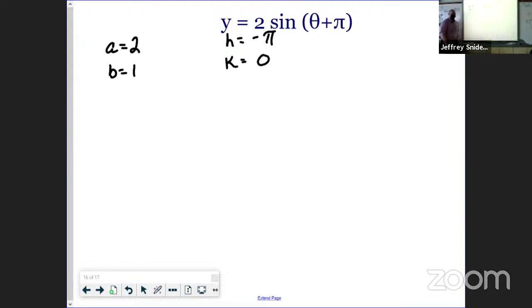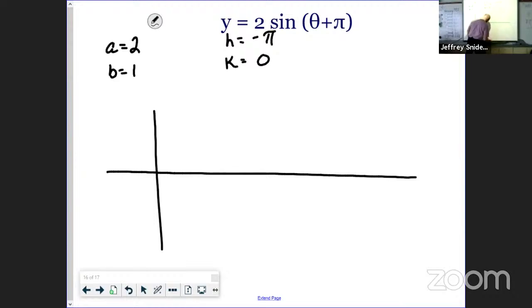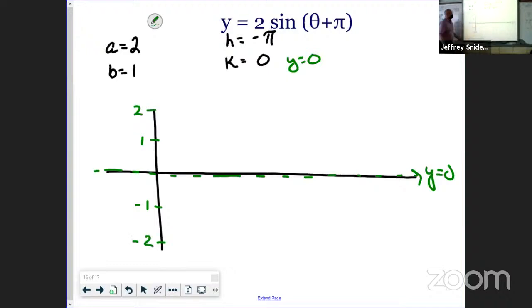Hopefully you have those 4 things right. Okay. So I'm going to start with my midline. So my midline is going to be at y equals 0. Okay, what do I know then? My max is going to be at 2 and my min is going to be at negative 2. So I can put those marks. So here's 1, here's 2, here's negative 1, here's negative 2. These are my maxes and mins.